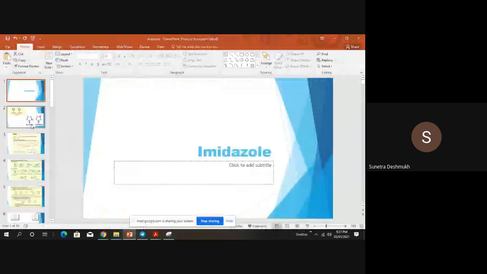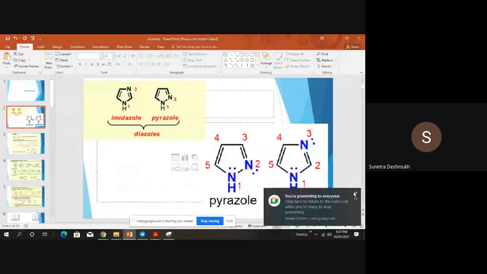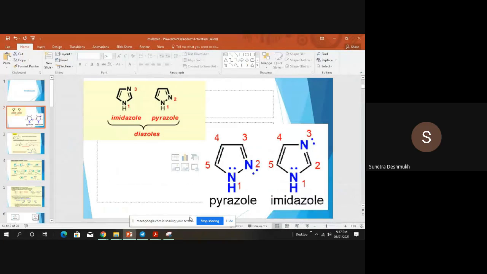Okay, so we'll start now. Two new heterocycles, pyrazole and imidazole. In the last lecture we finished indole, and now we will start the remaining two five-membered heterocycles, imidazole and pyrazole. Here I have shown both of these structures, imidazole and pyrazole.